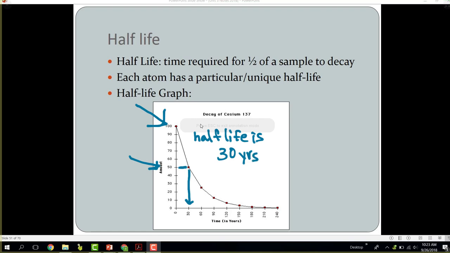All right, now what is happening here? After 30 years, half of that radioactive material has become something else. It hasn't disappeared, it's just become something else. What will happen in another 30 years, or at 60 years? Well, you would see that it would drop to a quarter of the original sample.